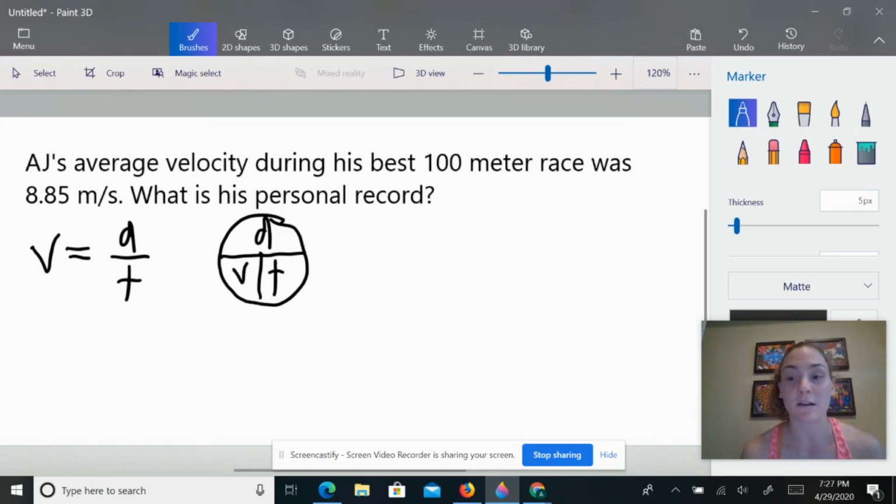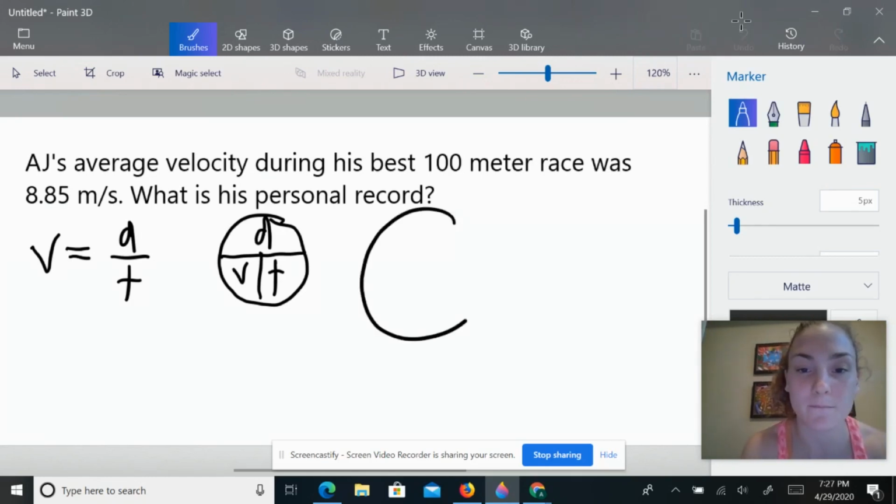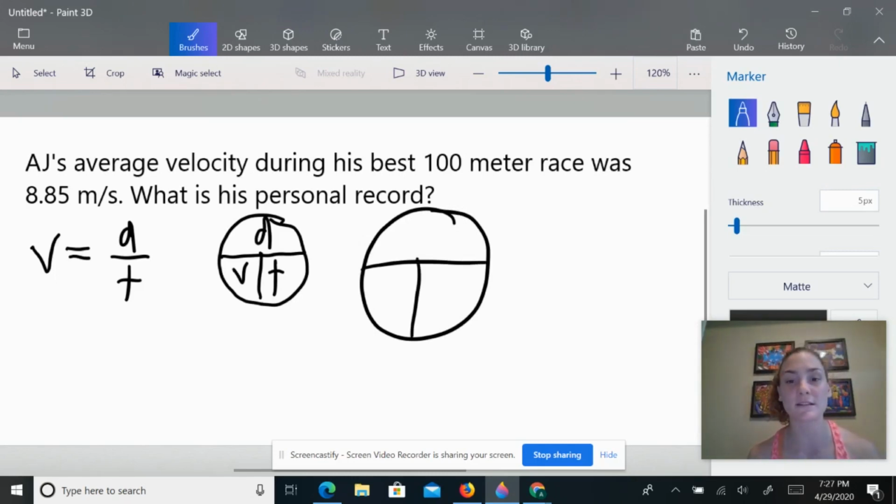Okay, so let's plug in our numbers then. I'll draw another one right here. Here we go. Okay, so what is our distance? How far is AJ running? Well, you have 2 numbers here. You have 100 meters and you have 8.85 meters per second. Which one of those is distance? Well, meters. So let's put 100 in for the distance.